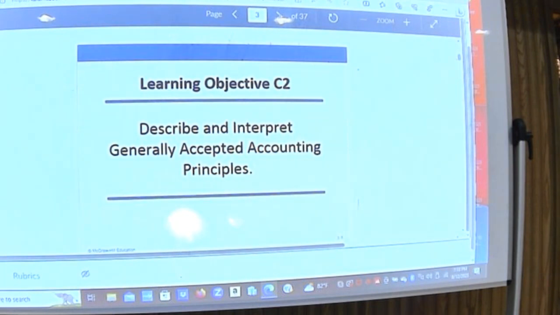Right off the bat, generally accepted accounting principles. Sometimes you hear that as GAAP, generally accepted accounting principles. That's the acronym for those principles.